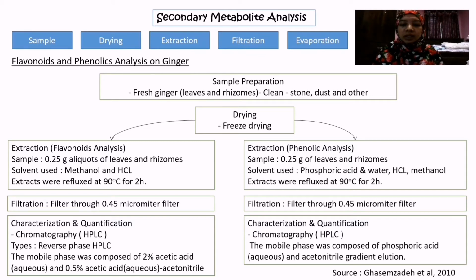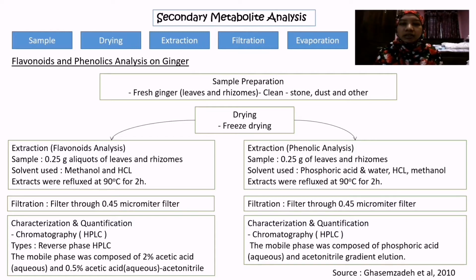To get these secondary metabolites, first we need to prepare the sample. Fresh ginger was used, and parts of plant that are used as sample are leaf and rhizome. We need to clean first from any dust, stone, and others. Next is drying. Freeze drying was used, which gives high yield of extraction.